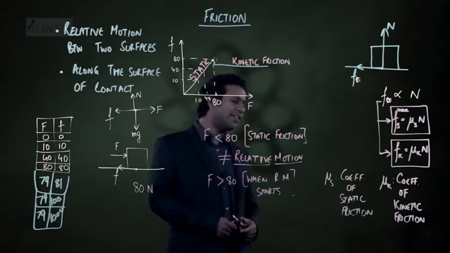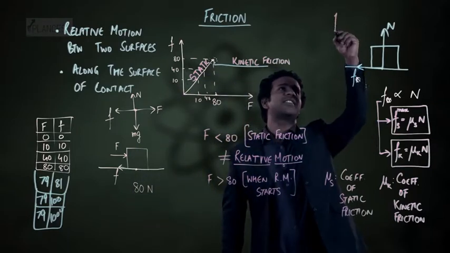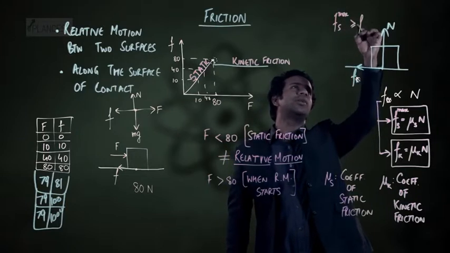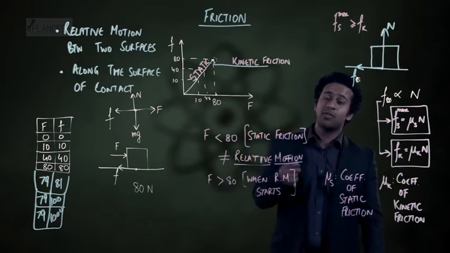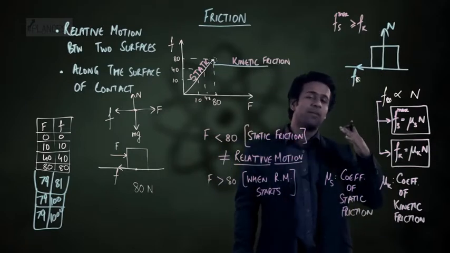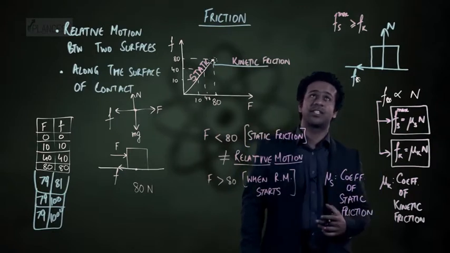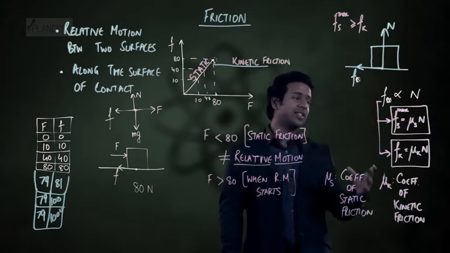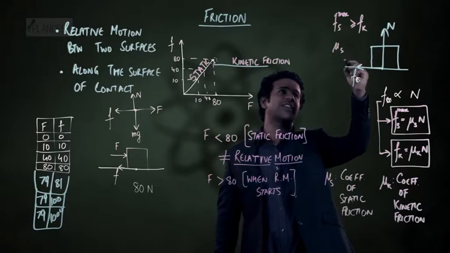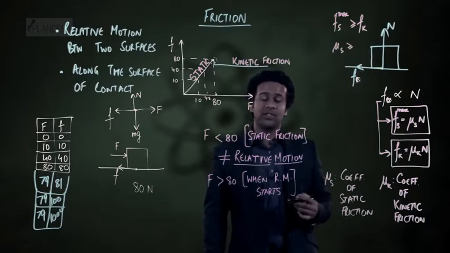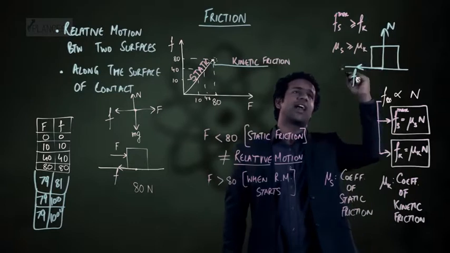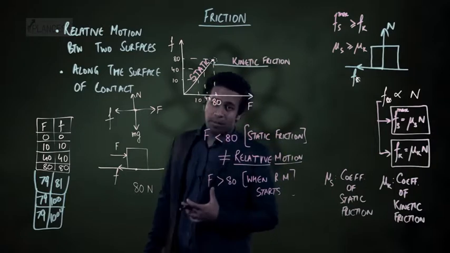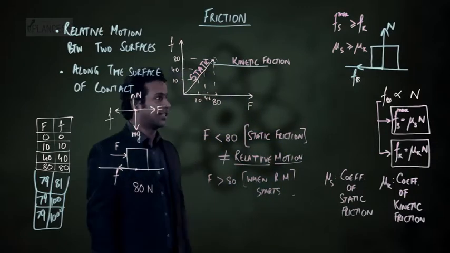Now, as we can see from this graph, the maximum of static friction is always more than or equal to the kinetic friction. And we can infer using that relation that the coefficient of static friction is also always more than or equal to the coefficient of kinetic friction. Right. So the coefficient of static friction is always more than the coefficient of kinetic friction.